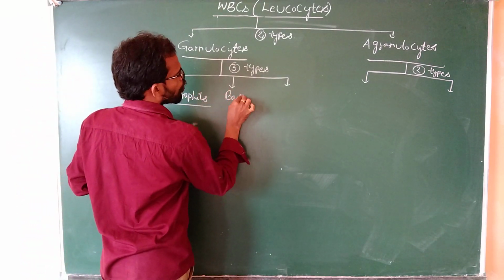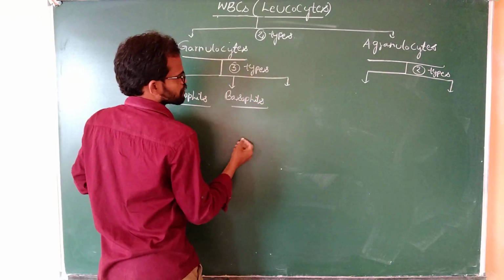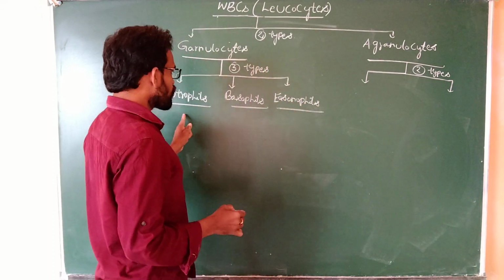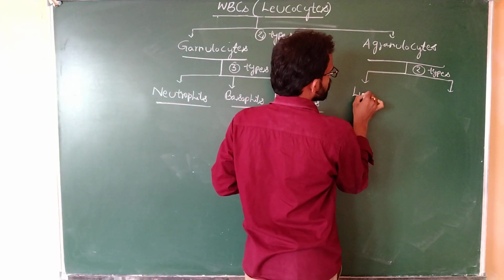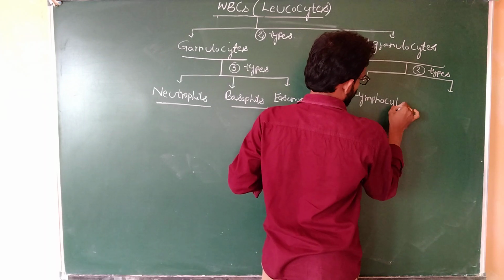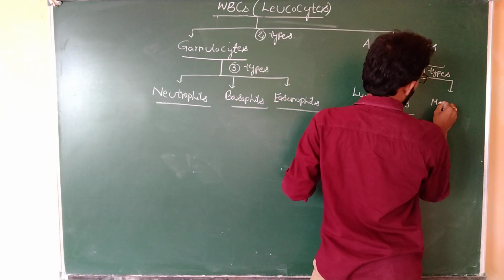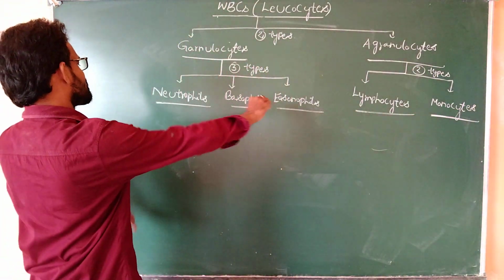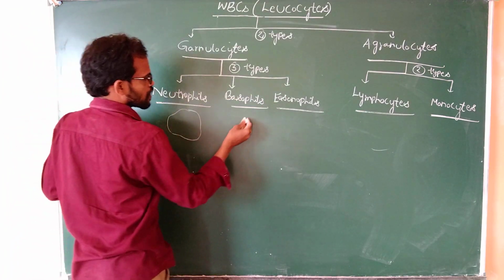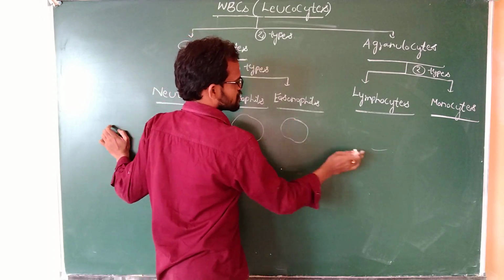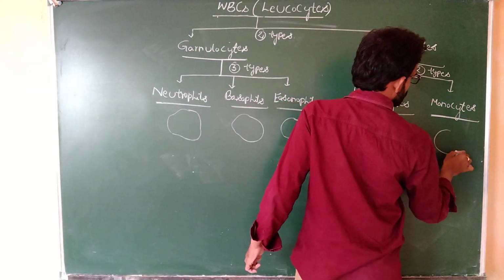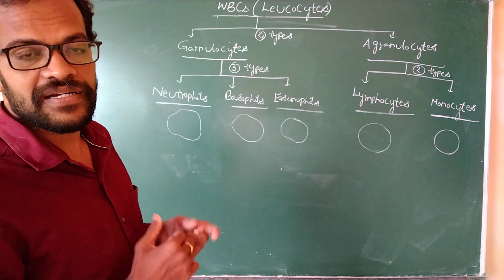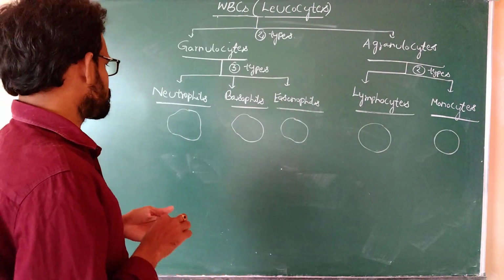Next one, basophils. Next one, eosinophils. Neutrophils, basophils, eosinophils. Agranulocytes: lymphocytes, next one, monocytes. Coming to the first one, neutrophils. If you observe the neutrophils, the central body of the cytoplasm consists of a nucleus.